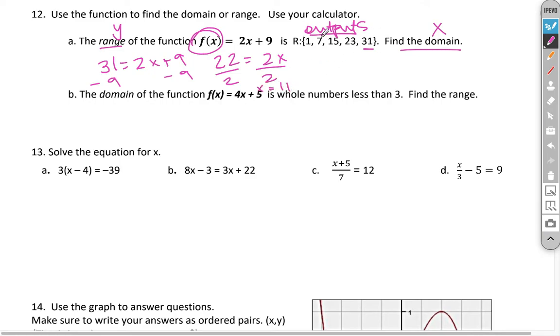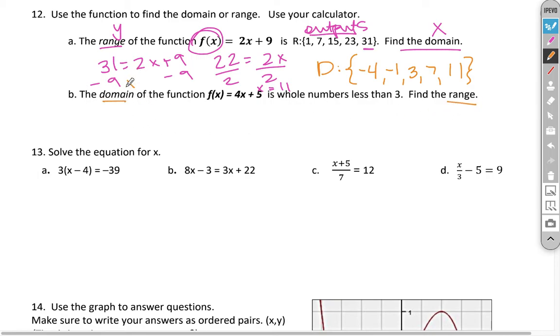You would do the same thing for all of these other numbers, but I'm out of room, so I'm just going to show you the 31. But then when you list your domain, make sure you label it domain, and once again use brackets and write it in order from least to greatest. So once you work all of these out, you should have -4, -1, 3, 7, and 11.